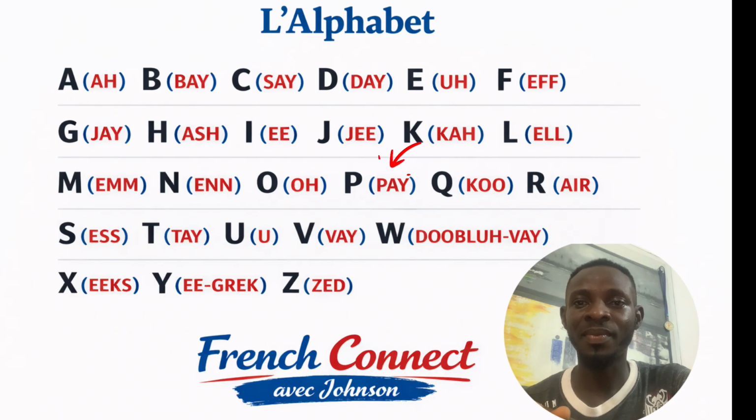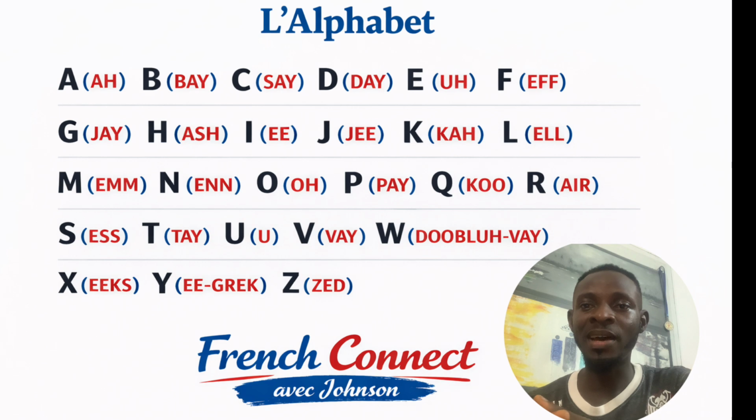The next one, we have letter P. P. That's our letter P. So we have Q. Q. That's our letter Q. Then after Q, we have letter R. R. So that's our letter R.